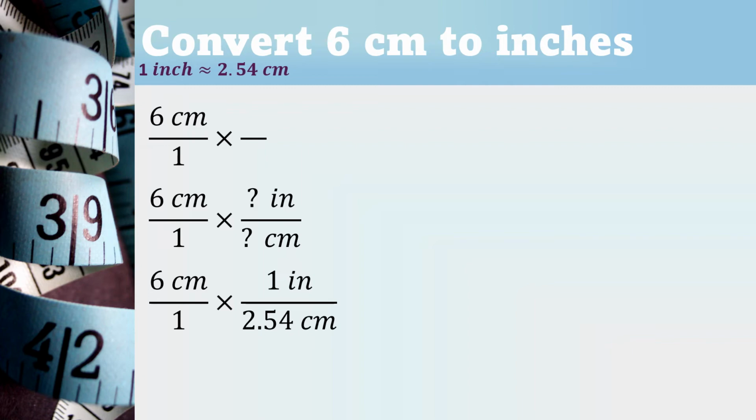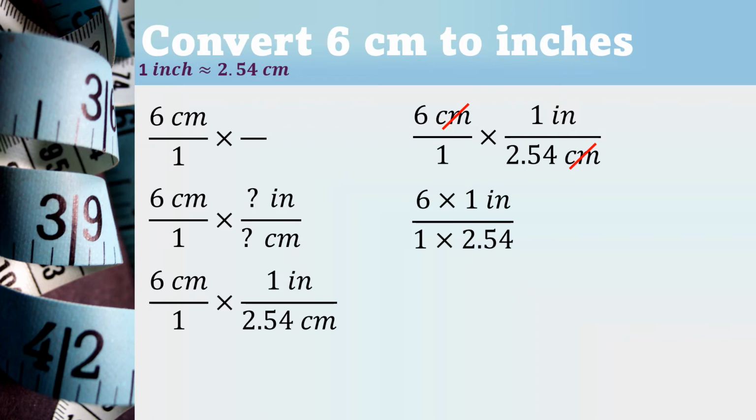All right, now we're ready to cancel. We can cancel our units, our centimeters cancel out, and we can combine all this multiplication into one fraction, 6 times 1 inch over 1 times 2.54. We do the math. We get 6 over 2.54 inches, and now we can simplify to get our final answer, and we get 2.36 inches.